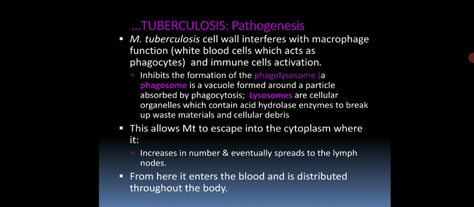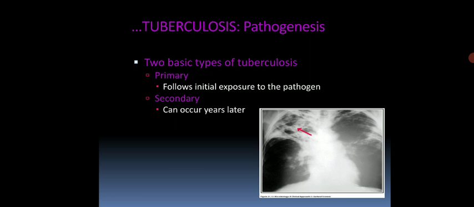So this particular bacterium, Mycobacterium tuberculosis, resists the normal phagocytosis process. Phagolysosome formation is the normal step in the process of phagocytosis, and this step is resisted by this kind of bacteria. This allows Mycobacterium tuberculosis to escape into the cytoplasm, where it increases in number and eventually spreads through lymph nodes. From here it enters the blood and is distributed throughout the body.